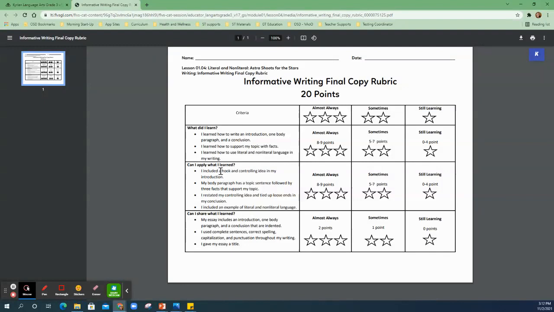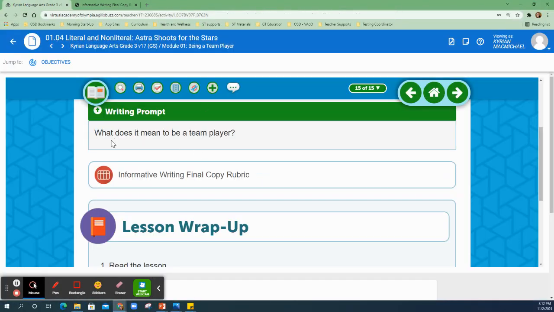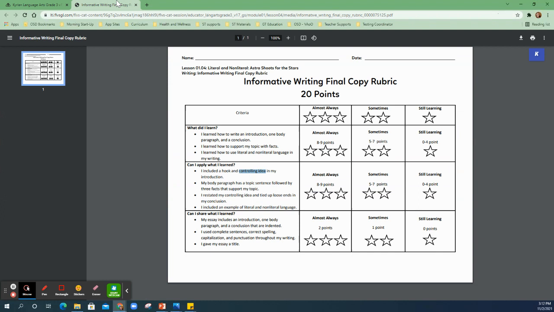So I have to have a hook and a controlling idea in my introduction. And we remember that the hook grabs the reader's attention. And the controlling idea is what's really answering that question. And the question we're asking is, what does it mean to be a team player? So this is where you're going to share. What does it mean? What is my theme? What does a team player really mean?